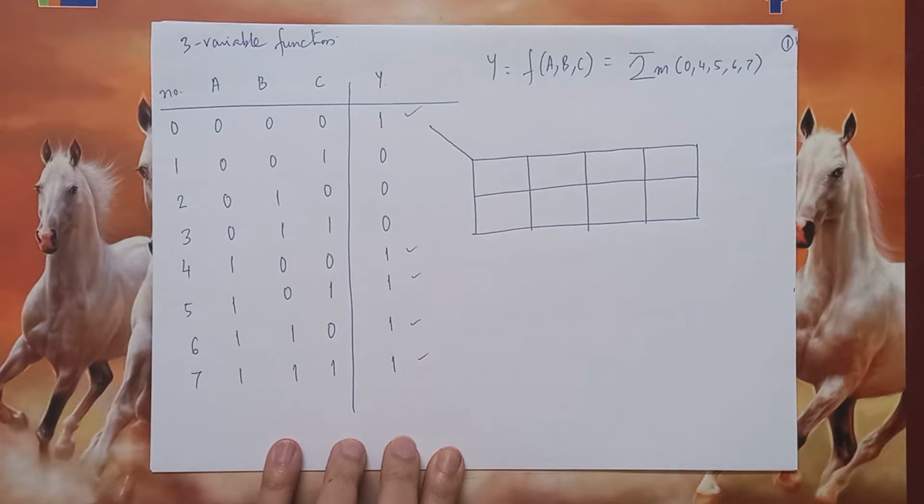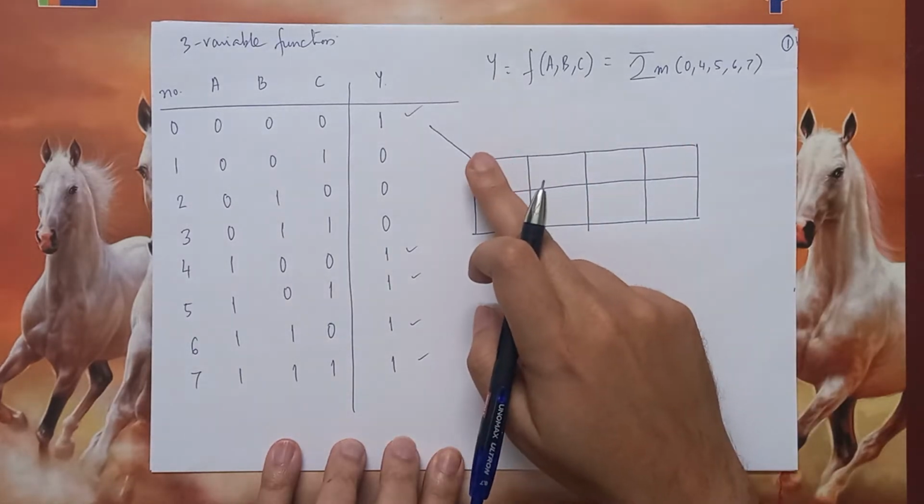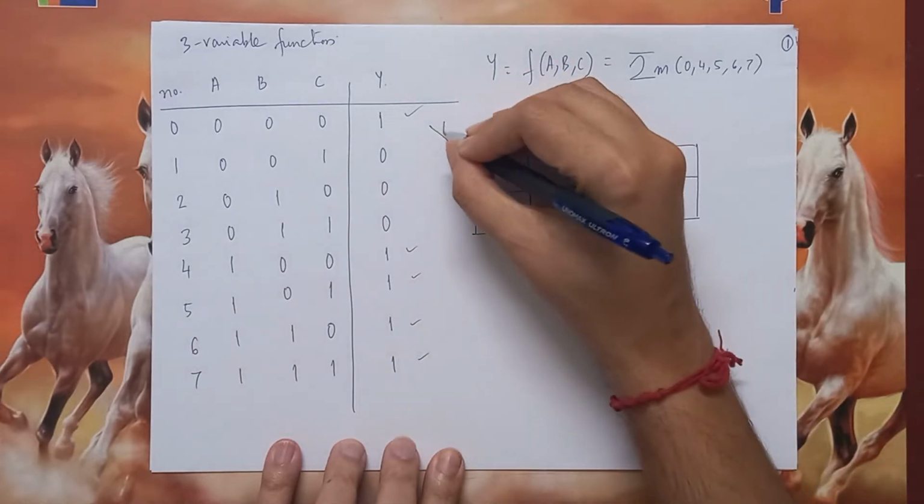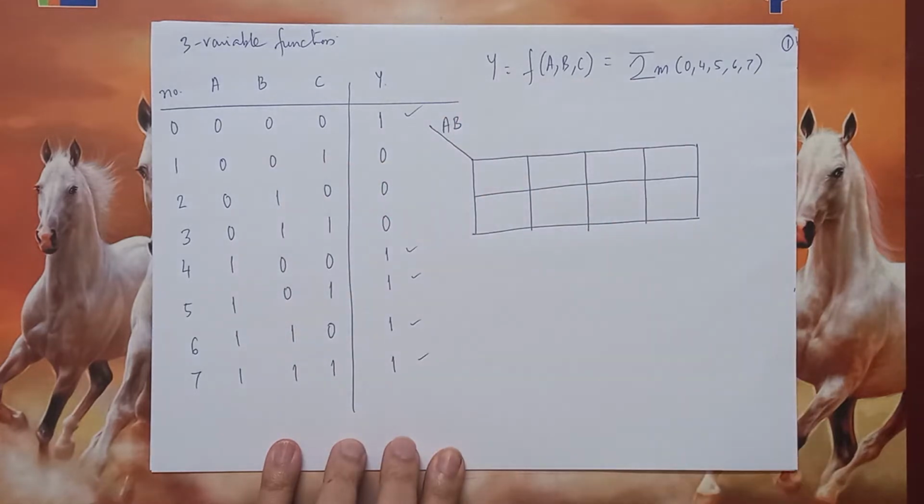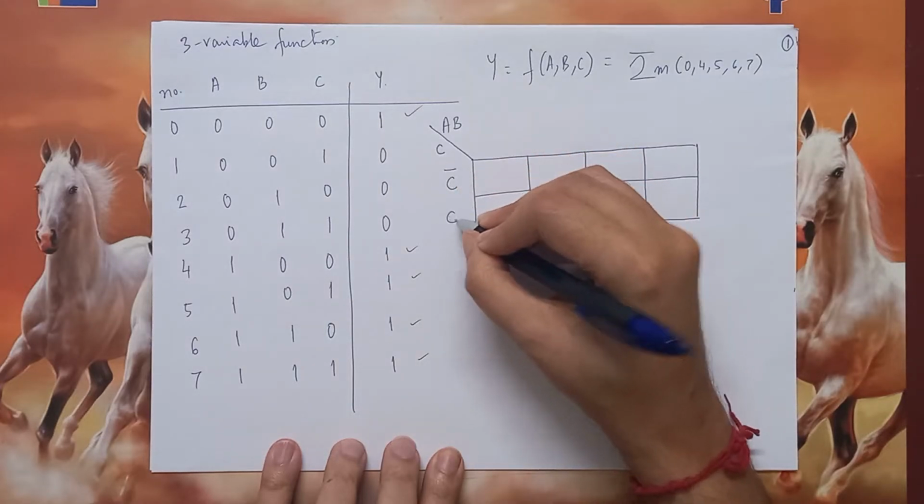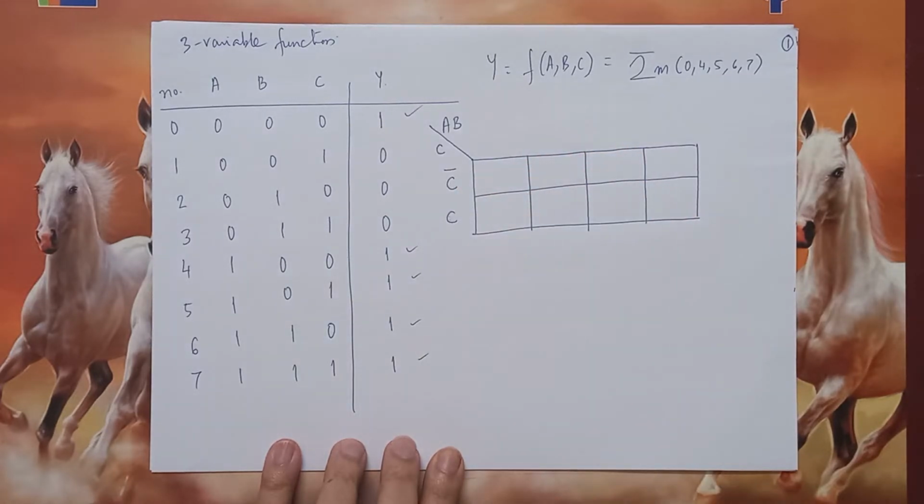Now, we have 3 variables and we have 2 axes. So, one axis will be for one variable and the other axis will be for 2 variables. So, therefore, let us put A and B for the horizontal axis and C for the vertical axis. So, this we can say C bar and C. Just like how we have for a 2 variable K-map.